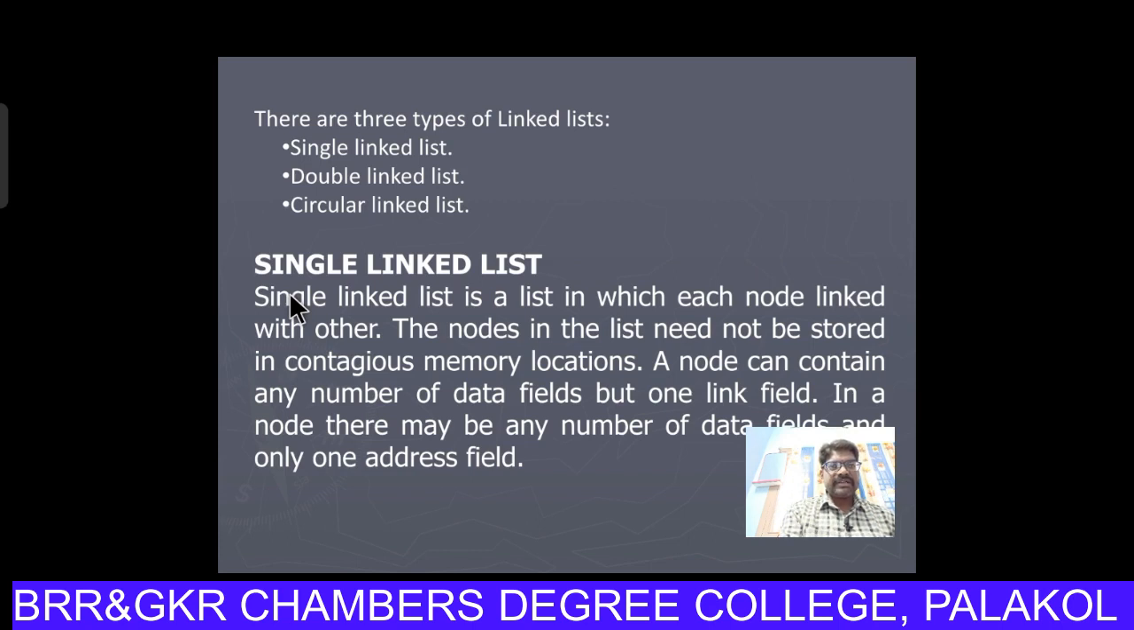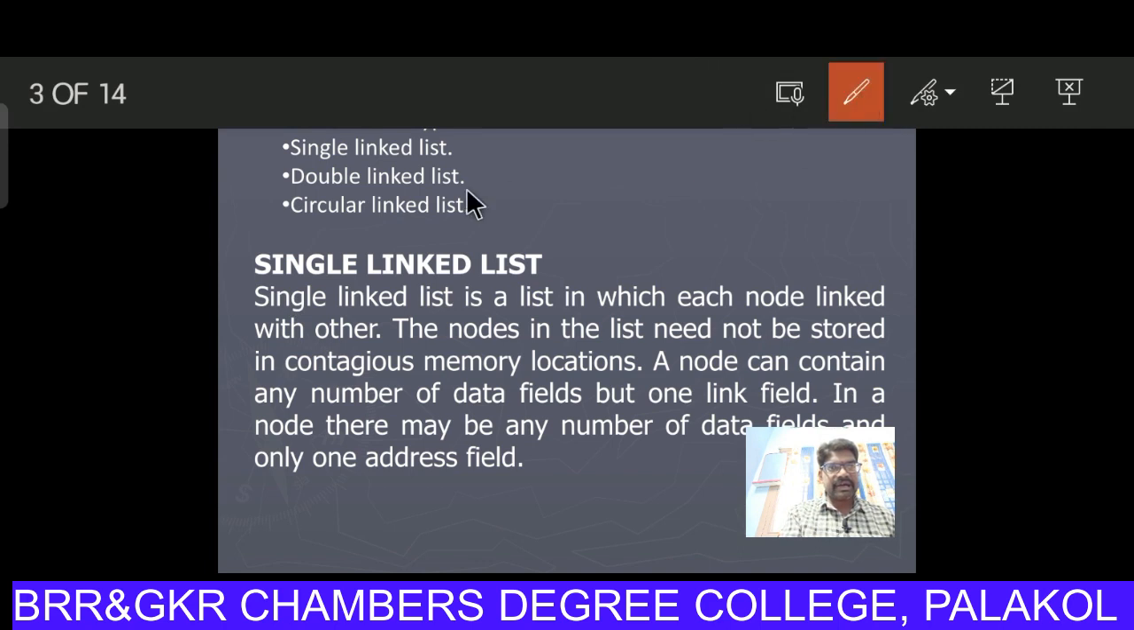A linked list can be divided into three types: single linked list, double linked list and circular linked list. These are the three types of linked list. So what is a single linked list? A single linked list is a list in which each node is linked with another.